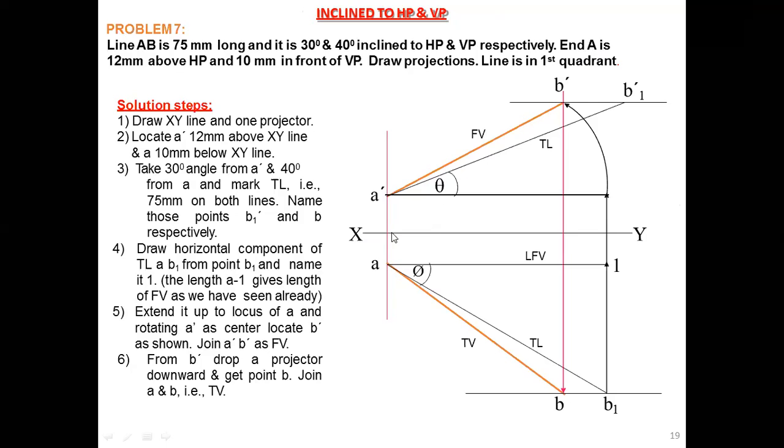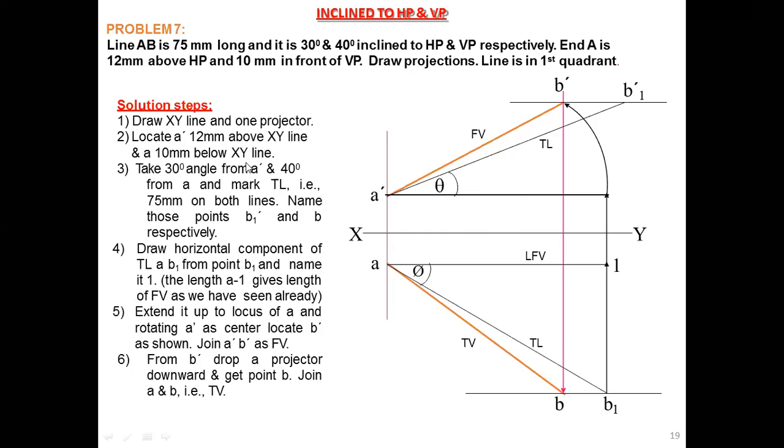Before that, what you need to do? He has given the locus line. End A is 12 mm above HP, means in VP. From the XY line, you take 12 mm and draw the locus line. Then 10 mm in front of VP, that is in HP. So from the XY line, take 10 mm and draw the locus line. This black line is called the locus of A dash, and this line is called the locus of A. Clear?